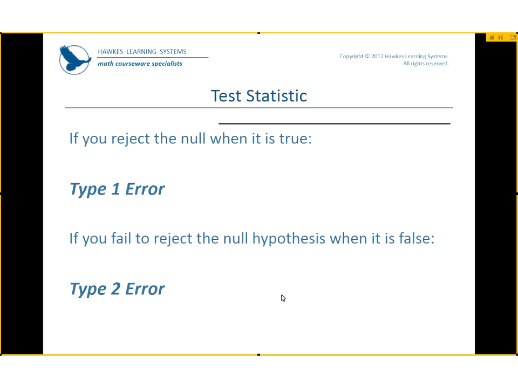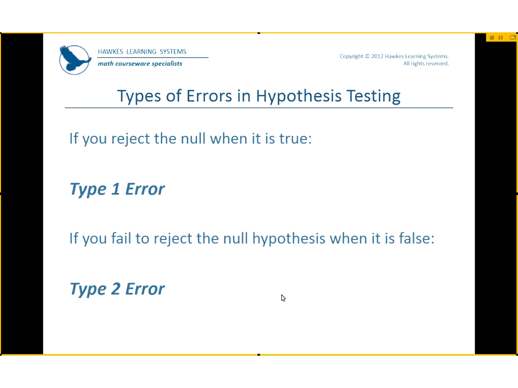Okay, I made a quick little sheet for this. Types of errors in hypothesis testing. If you reject the null hypothesis when it's true, you get a type 1 error. If you fail to reject the null hypothesis when it's false, you get a type 2 error. So let's look at some examples.